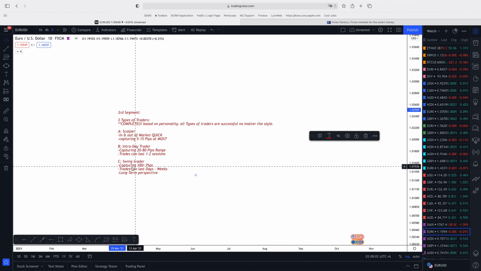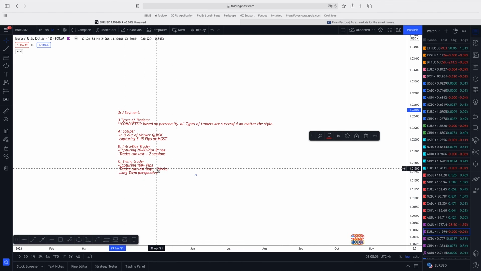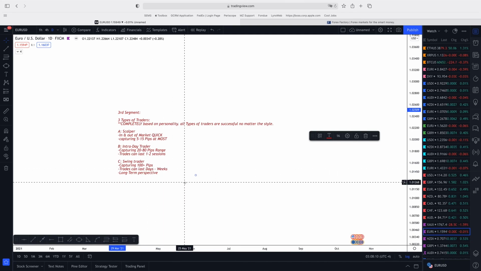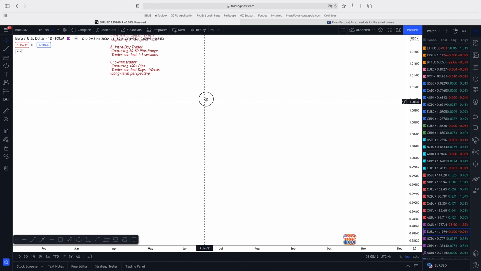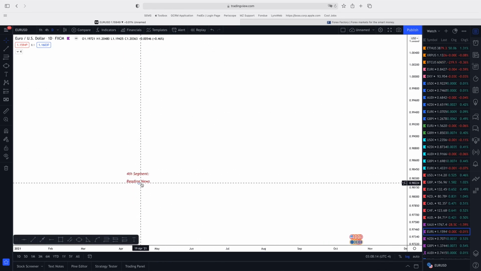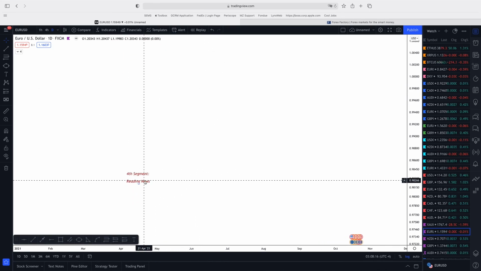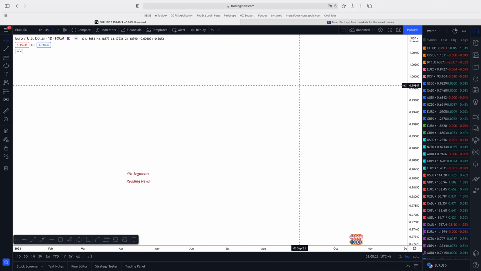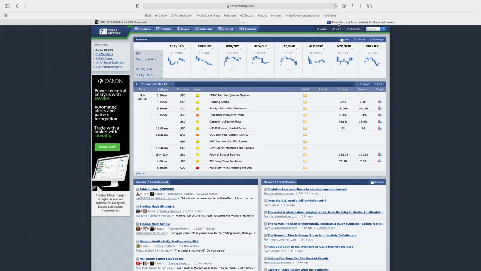Guys, understand that these trades can last for days to weeks, and they have a very long-term perspective inside of the markets. We go on to the very fourth segment, and it's actually showing you how to read fundamental analysis and economic news events. Now, I want you guys to take note of this website.